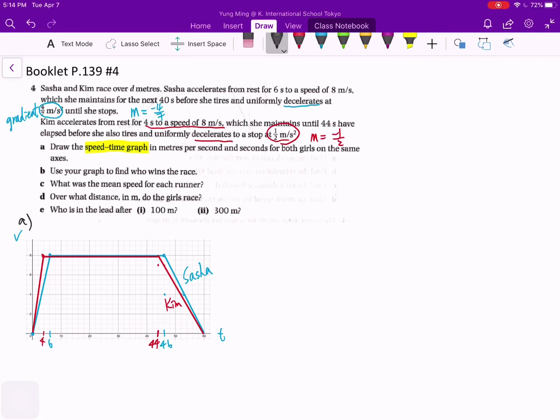But if you really want to show the math, I personally would do this. For Sasha, if we want to find out the total distance traveled, we will try to find the whole area under the trapezium. So the top base is 40, right?